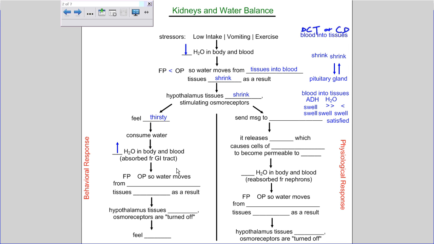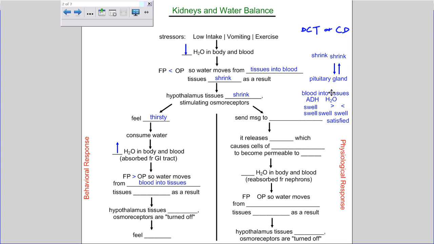So, okay, let's see. Fluid pressure in the blood is then going to be higher, right? You have lots of water there. So it's going to be higher than osmotic pressure. So the water is going to move back from the blood into the tissues.